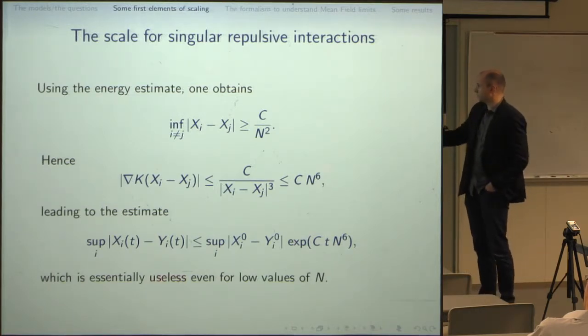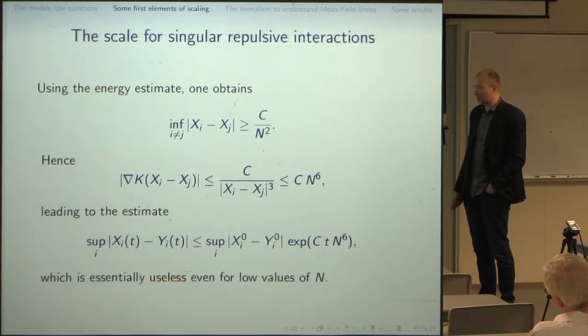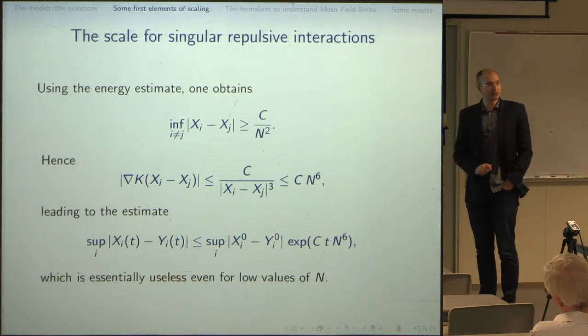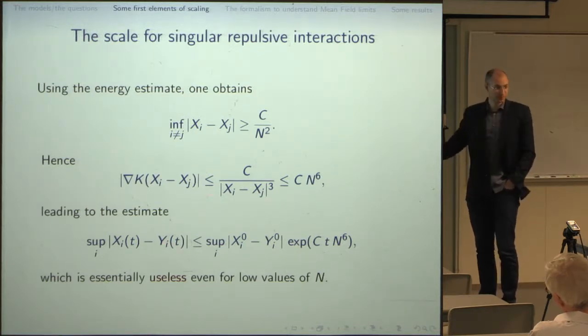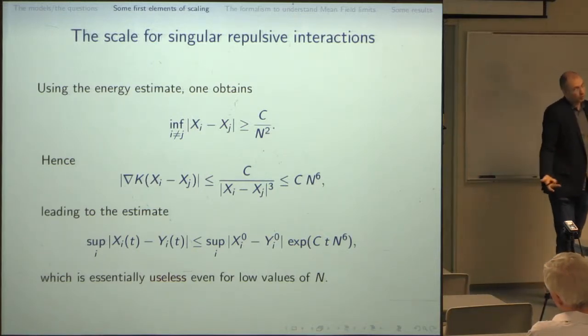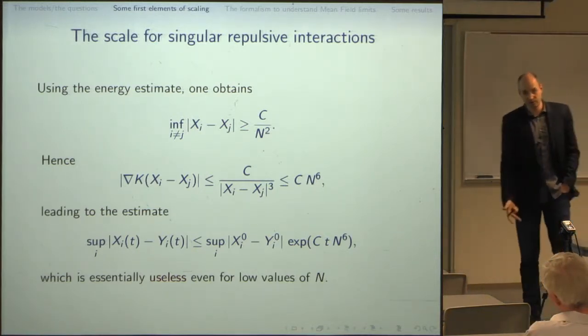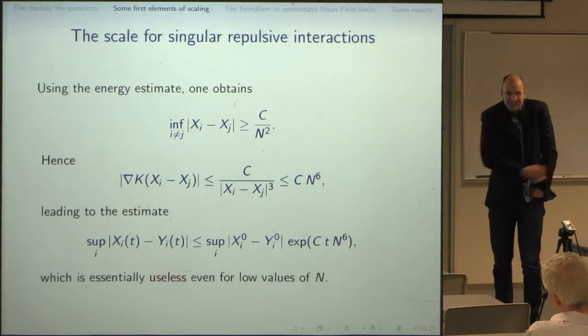So I have this estimate on the minimal distance. And the gradient of k behaves like that. So now I plug that into the gradient of k, and I have something which is polynomial in n to the power 6 in dimension 3. I put that into the stability estimates that I had, and you get this. Which, of course, shows well-posedness from the mathematical point of view, but also shows that this result is completely useless.